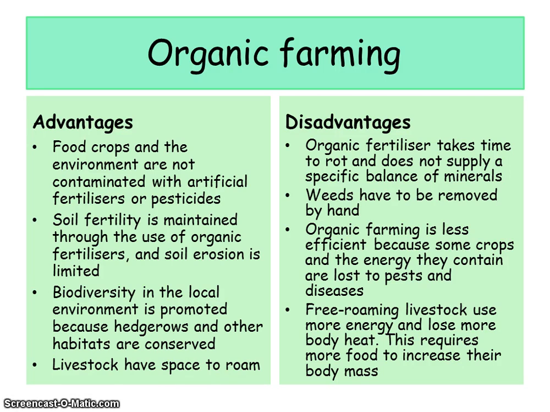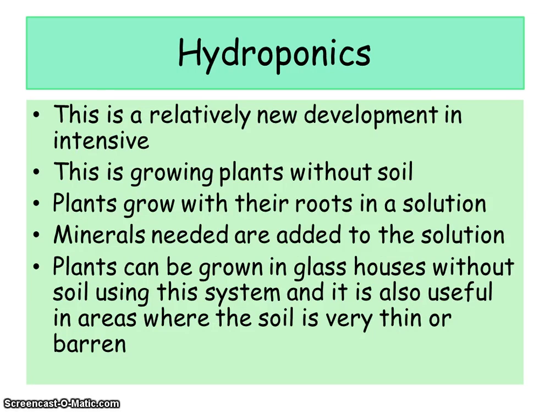Disadvantages: organic fertiliser takes time to rot and doesn't supply a specific balance of minerals, and we're talking about manure and things like that there. Weeds have to be removed by hand. Organic farming is less efficient, and free roaming livestock use more energy and lose more body heat, so they don't gain as much mass. You may have heard of hydroponics.